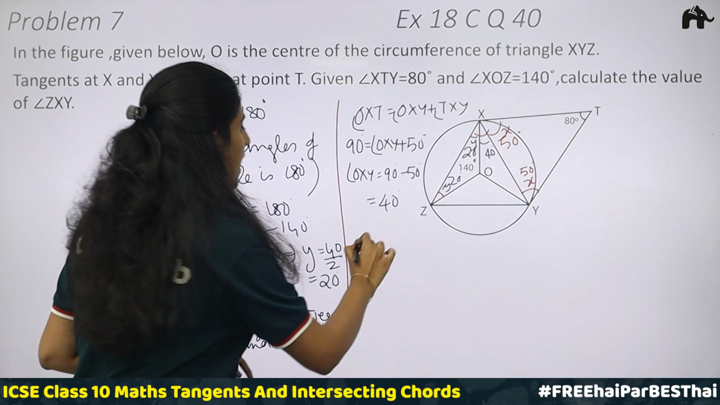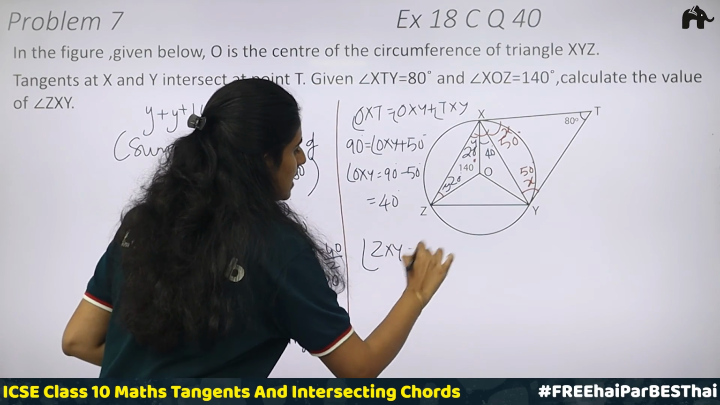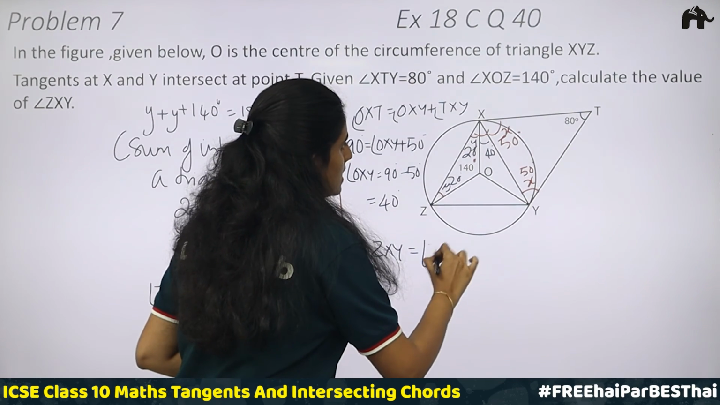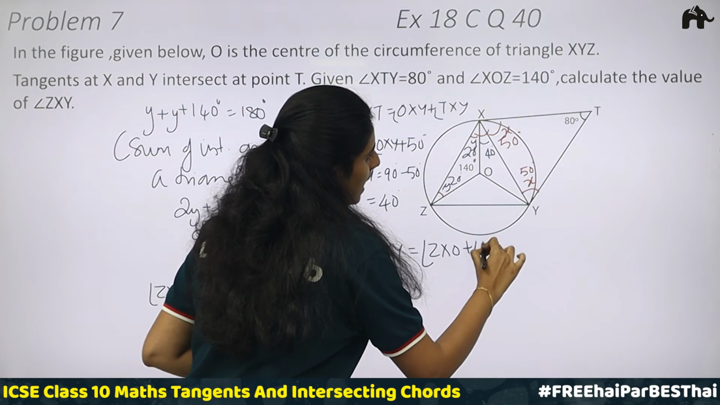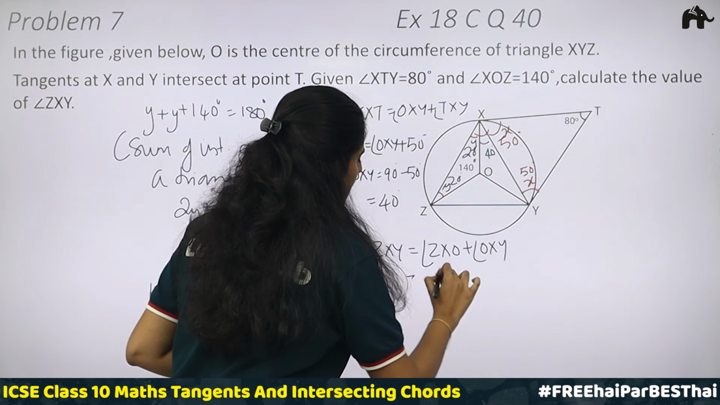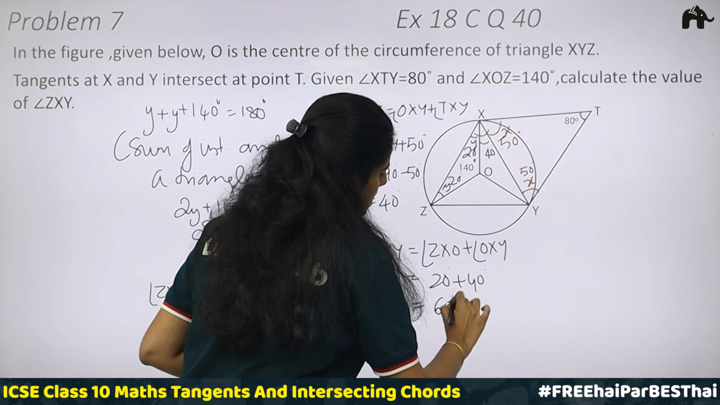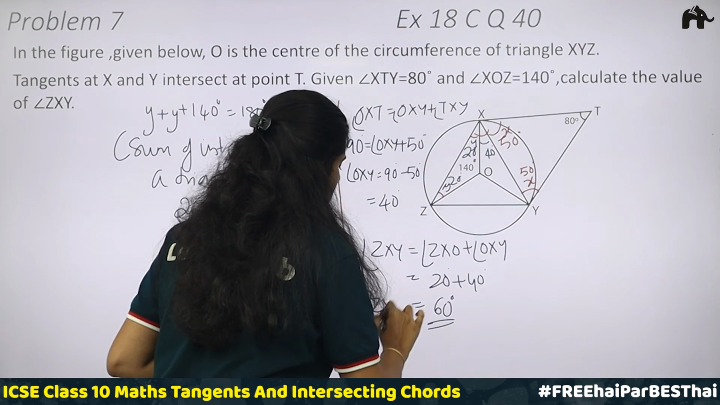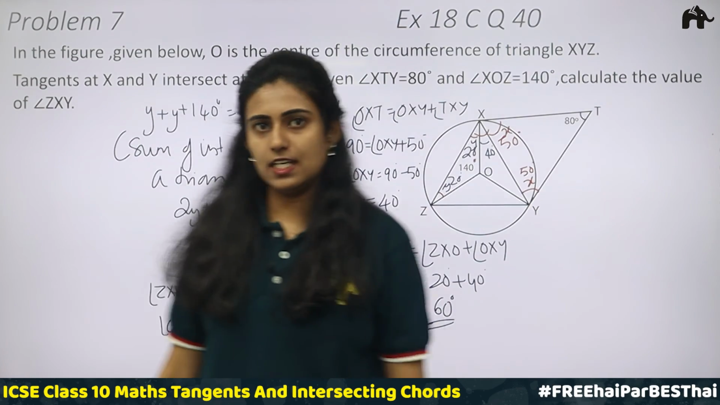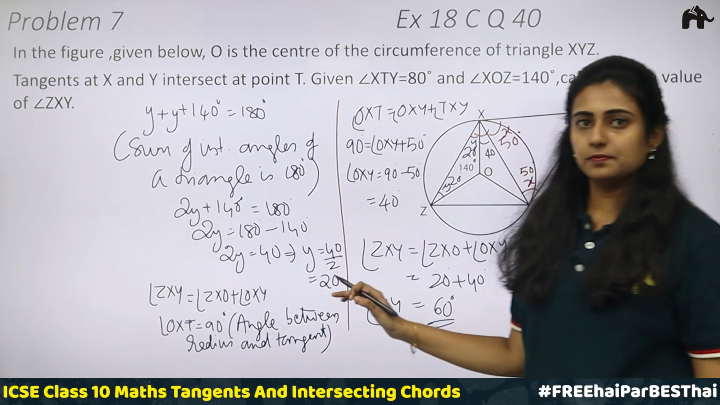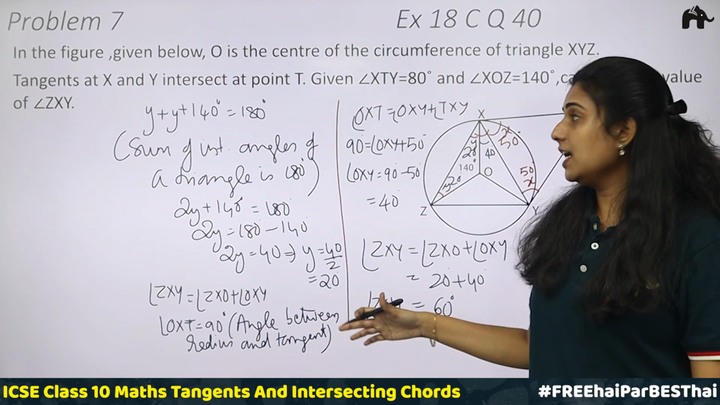Then what is the total angle? ZXY. ZXY is equal to ZXO plus angle OXY, that is 20 degrees plus 40 degrees, and that is equal to 60 degrees. The required angle ZXY is equal to 60 degrees. Clear? Okay, let's move on to the next problem.